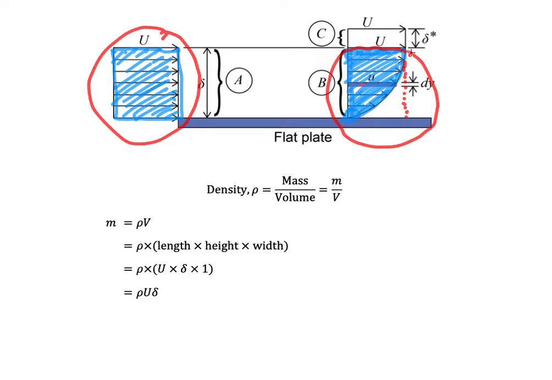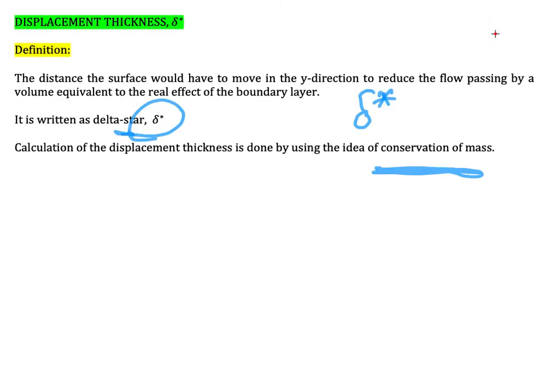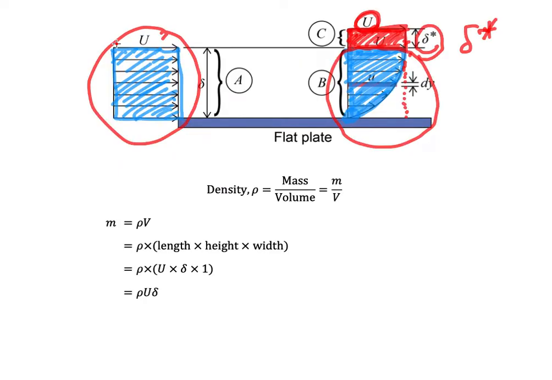That's why we need to add an additional area, in rectangular shape. The length here is the capital U, but the height here is called the delta star. So that's why the definition says that the surface would have to move in the y direction. Displacement means we need to displace, we need to move the boundary because we want to make sure that the conservation of mass is conserved.